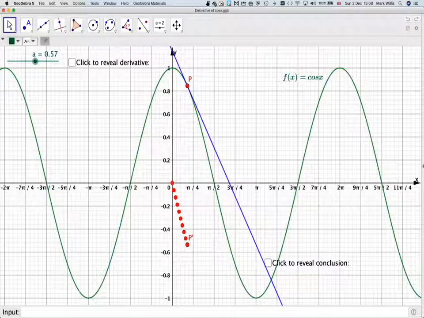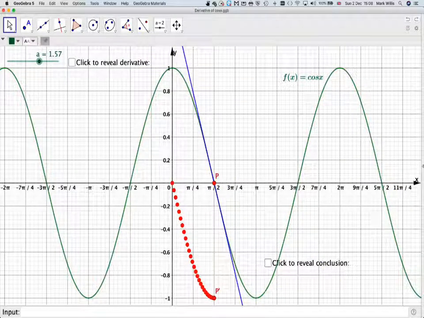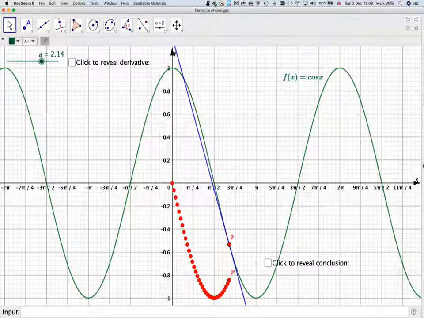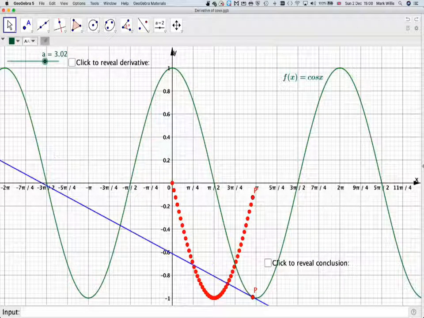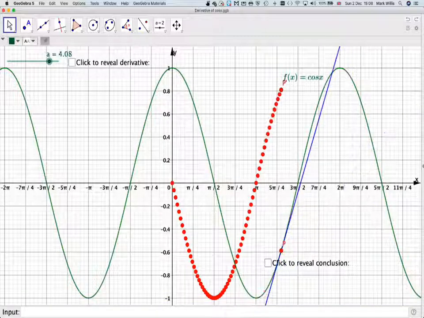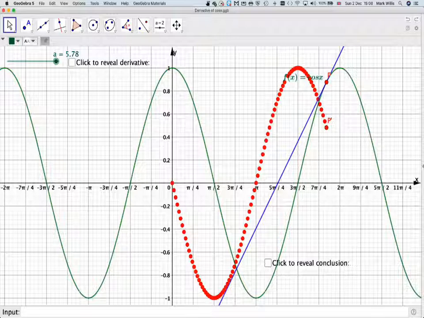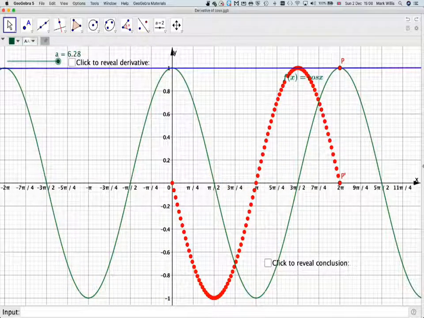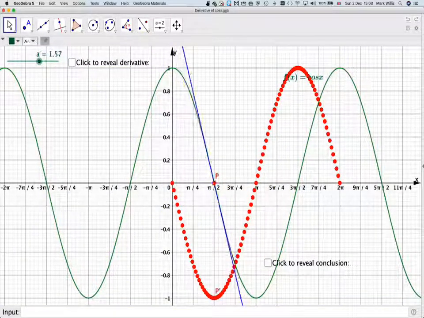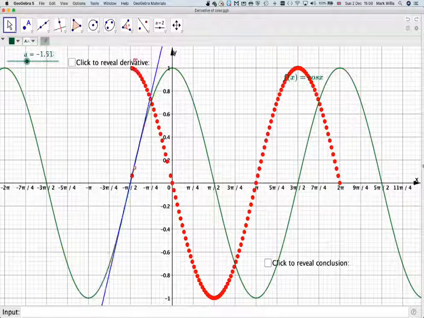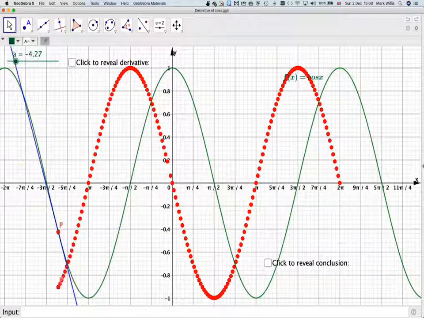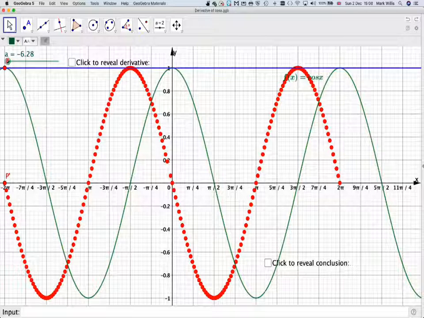So if we look at that, okay, at this particular point the gradient will be equal to -1. You can see that quite clearly. At this particular point the gradient will be equal to 0. At this particular point the gradient will be equal to 1. And then at this particular point the gradient will be equal to 0. And if we've traced that back, we will get a graph looking like that.